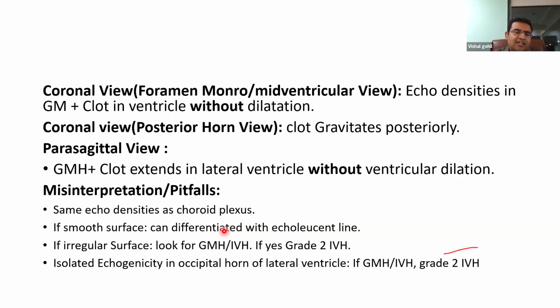If there is an echodensity or isolated echogenicity in the occipital horn of the lateral ventricle, again, look for the bleeding in other parts of the lateral ventricle. If it is there, then that means this is a part of the grade 2 IVH. It is not your artifact.